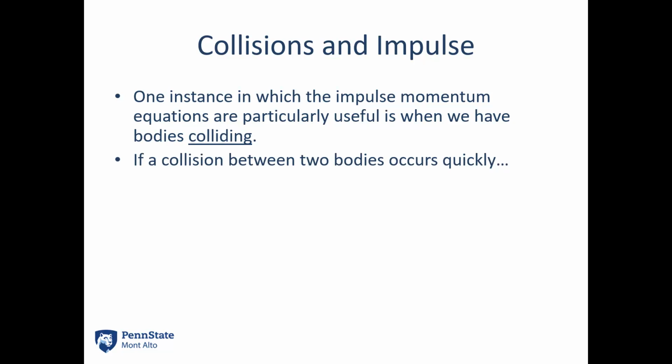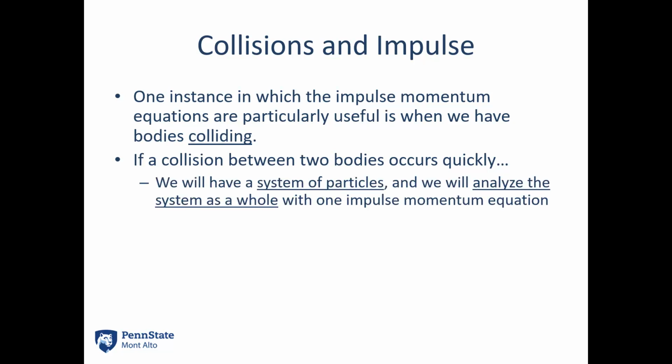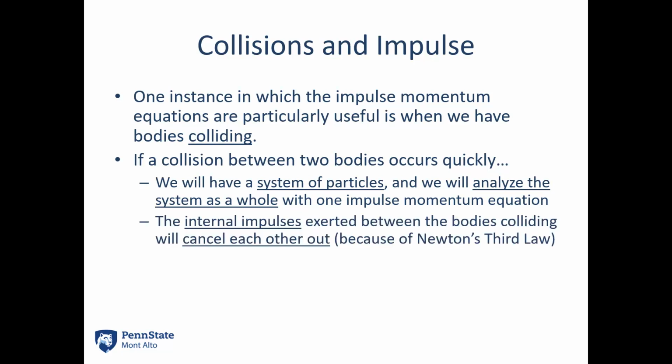When we have a collision between 2 bodies and it occurs fairly quickly, which is true of most rigid collisions, we're going to have a system of particles and we're going to analyze that system as a whole. So we have one impulse momentum equation that we use as our starting point. The reason we do that is because internal impulses, those exerted between the bodies that are colliding, are going to cancel each other out because of Newton's third law. Those forces must be equal and opposite, and the times are going to be the same.